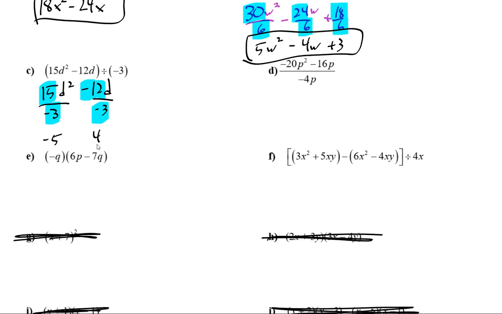For, where are we at here? The d's. The d squared, nothing to do, just d squared. And this d here, again, nothing to do. So I've got negative 5d squared plus 4d.